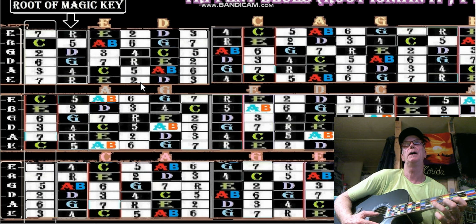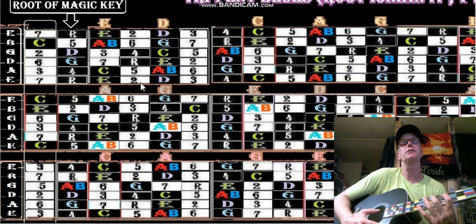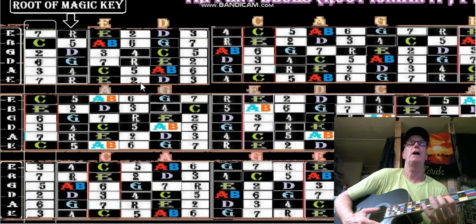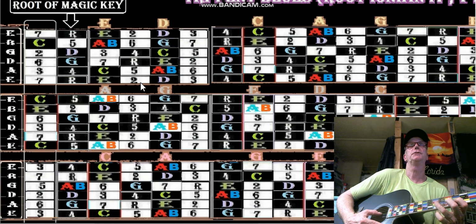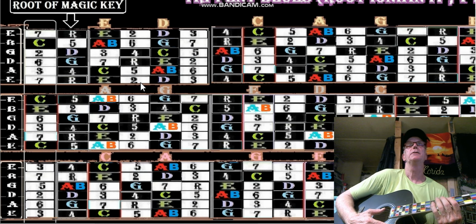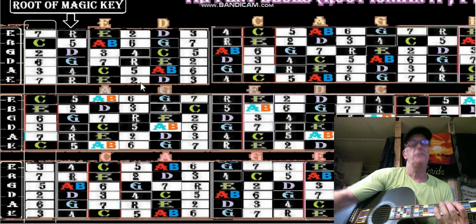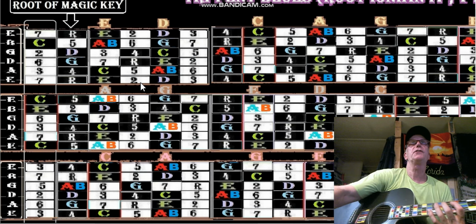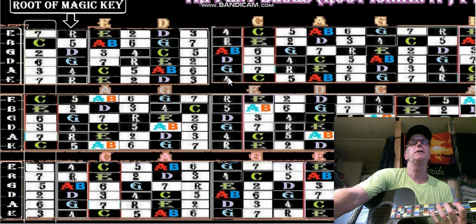3, 4, 5. Had to warp up early there. Okay, try that one more time. We're on the second string. 2, 3, 4, 5, blues, 6, 7, root 2. That's nice because we get the 3 flats there. We have the fourth, which is the flatted third of the root key. It's the fourth of the magic key, but it's a flatted third of the root key.